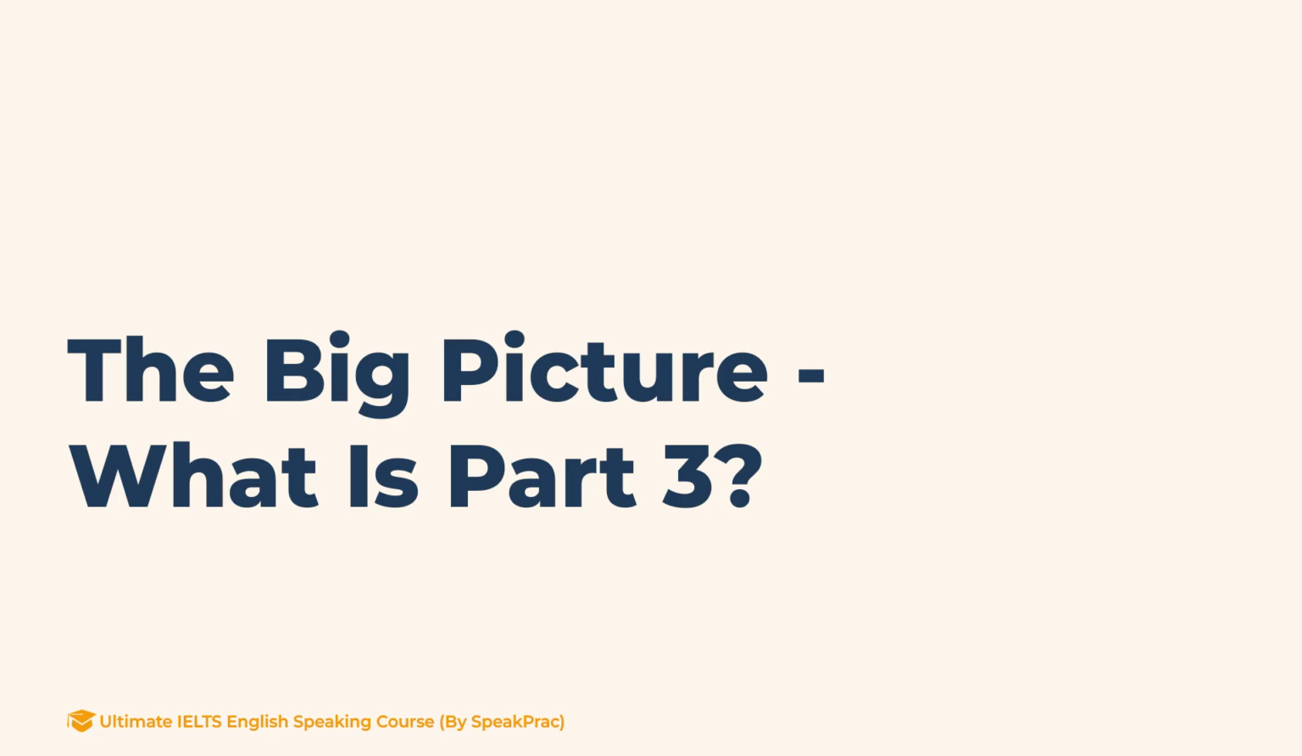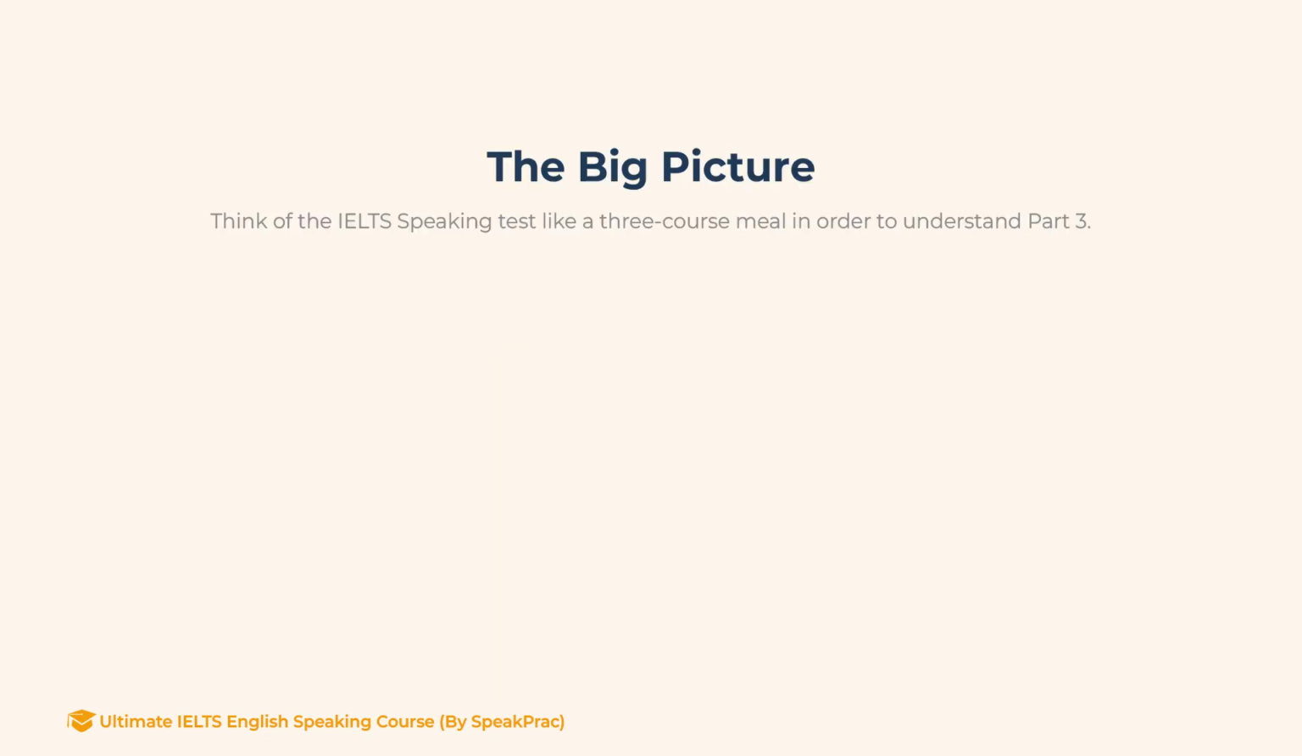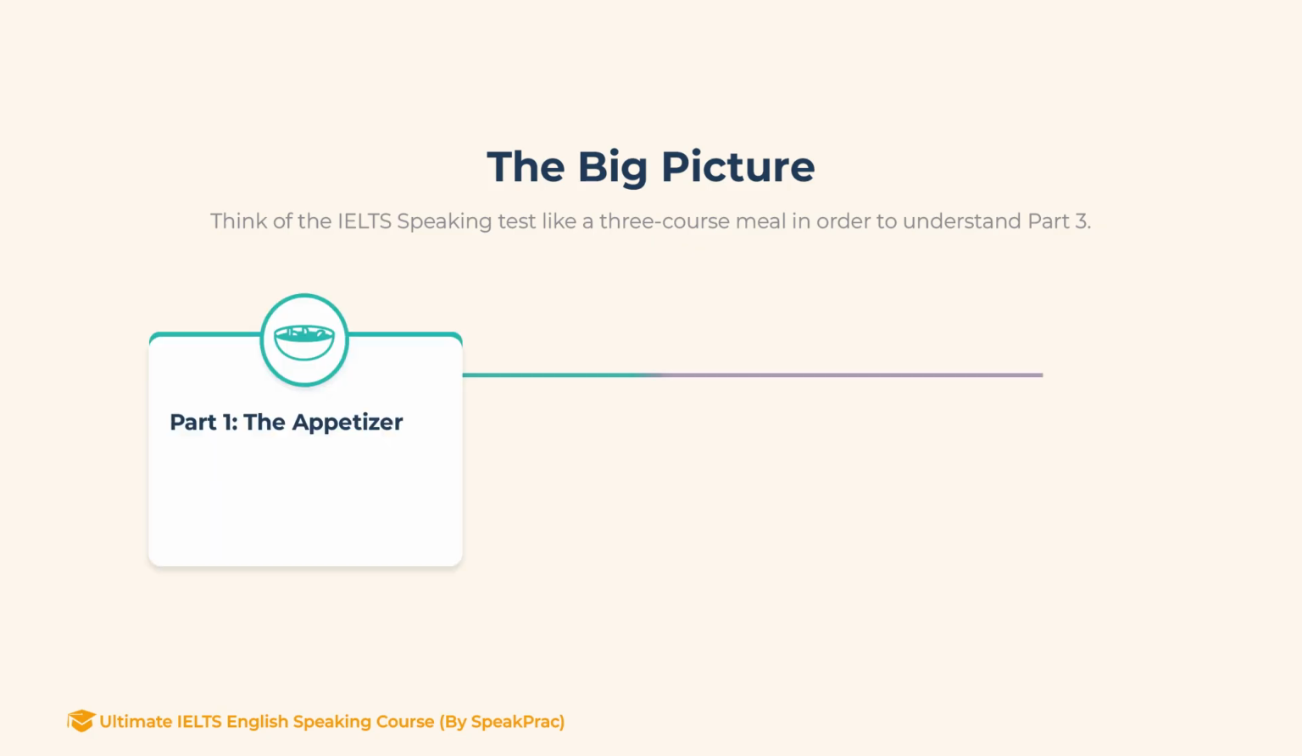The big picture. What is Part 3 anyway? So first things first, what exactly is happening in IELTS Speaking Part 3? I want you to think of the speaking test like a 3-course meal. Part 1 is the appetizer. It's light, friendly, and personal. The examiner asks you simple questions about yourself, your work, your hobbies.